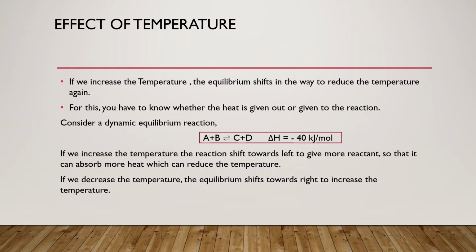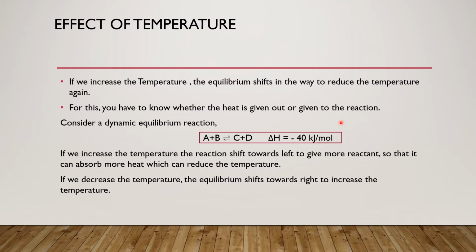Let's take this example: A plus B gives C plus D. This is an exothermic reaction. The formation of C plus D is an exothermic reaction, which means it evolves heat to give the product. The enthalpy change of this reaction, the formation of C plus D, is minus 40 kilojoule per mole, which means it releases 40 kilojoule per mole to give the product.